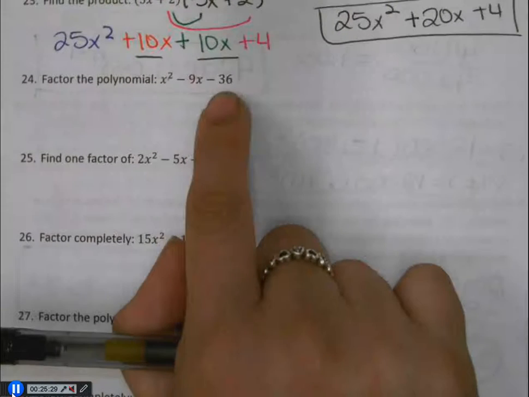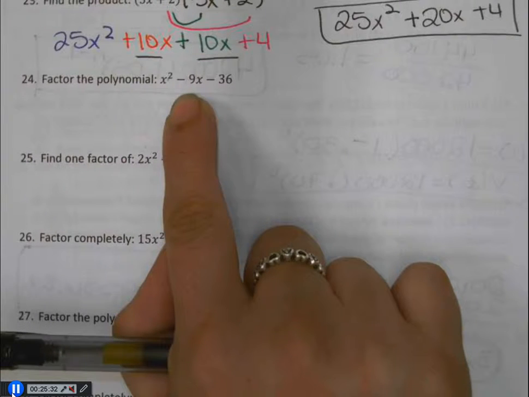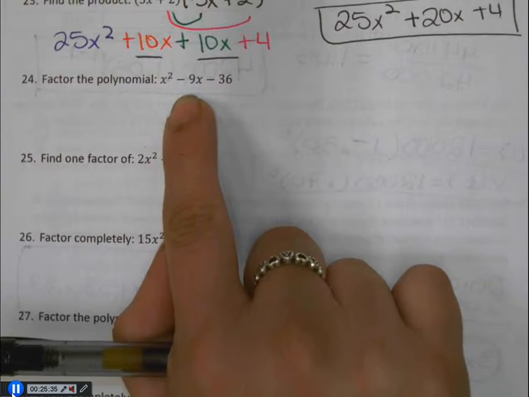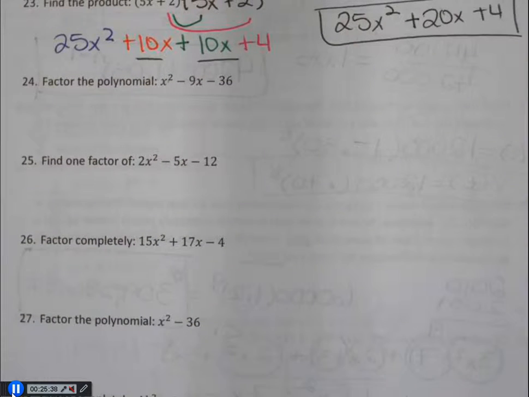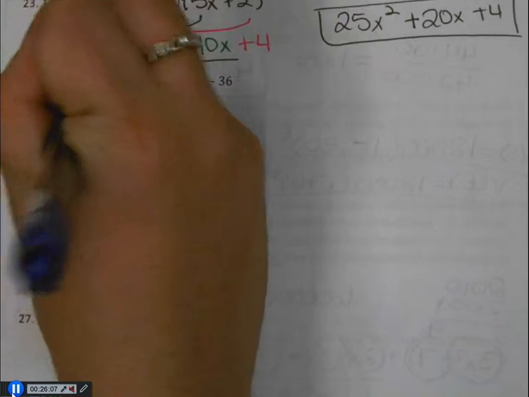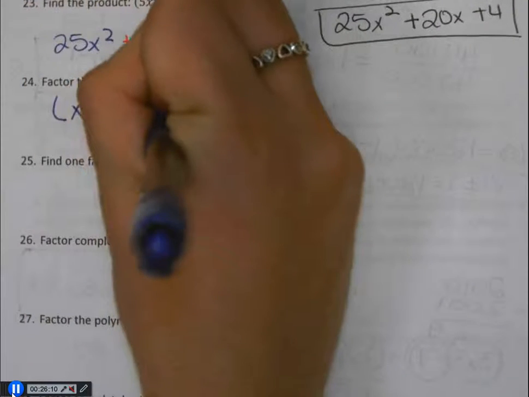Factor completely, so I'm looking for what multiplies to negative 36 and adds to negative 9. What are things that multiply to 36? The 6 and 6 add to 9. Just 12 and 3 add to 9 if one of them's negative? Yeah. So then in parentheses I'm going to have x minus 12, and then x plus 3.